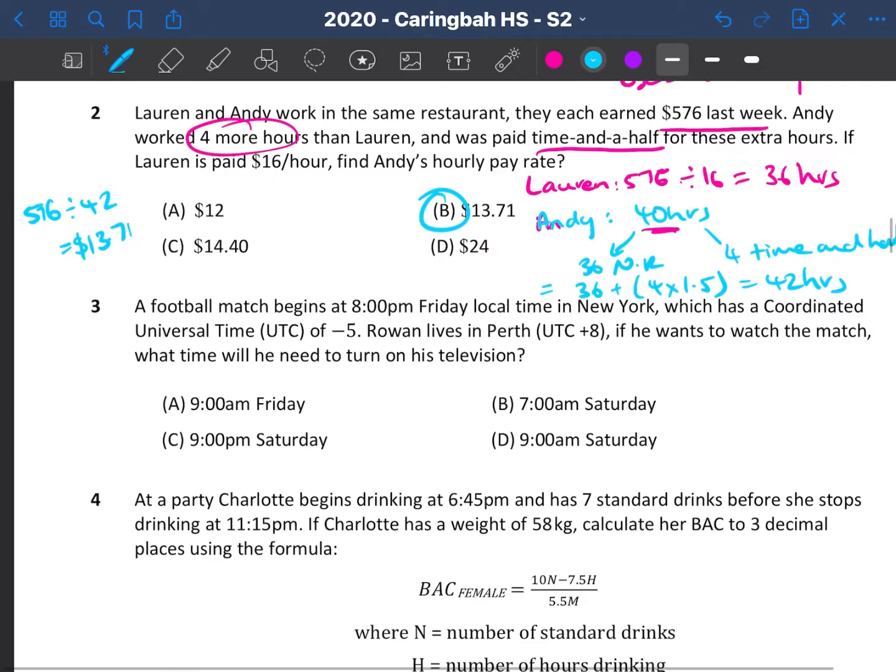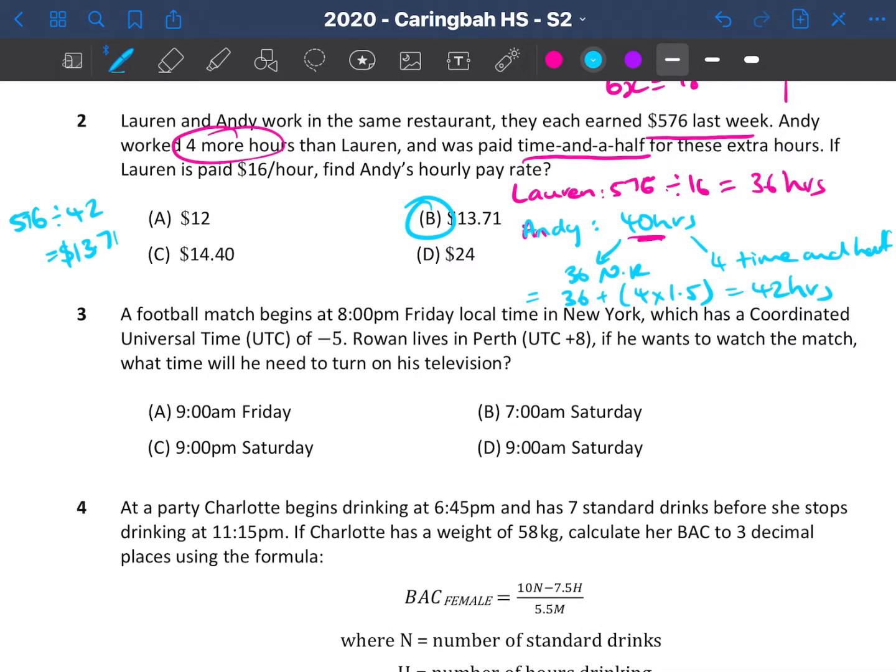Question 3. A football match begins at 8 p.m. local time in New York, which has coordinated universal time, so UTC of -5. Rowan lives in Perth, UTC +8. If he wants to watch the match, what time will he need to turn on his TV? So based on this point here, we've got New York is -5. I always like to see this visually, and you've got Perth is +8. So that means there is a total in between of 13 hours. So I can say that Perth is 13 hours ahead of New York, or New York is 13 hours behind.